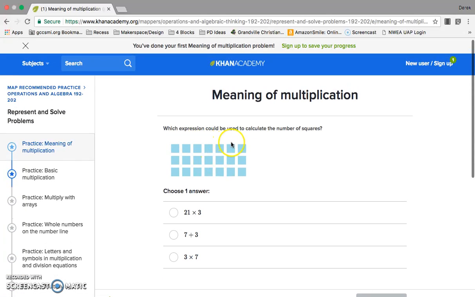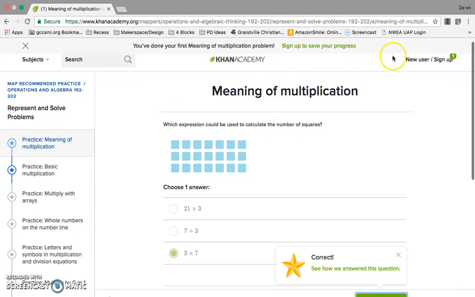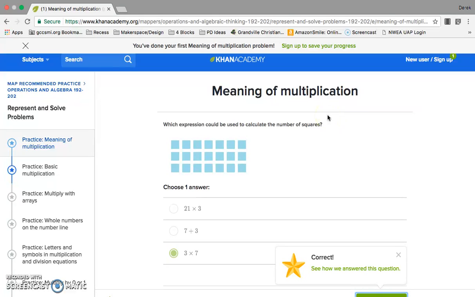So again, I can see a very similar question, a little bit more difficult. What expression could be used to calculate the number of squares? So I'm not just finding the answer, I'm finding the expression. Okay, so it looks like I could choose 7 times 3, check. You get the idea. So this is a great tool to use. More than enough questions to keep your student engaged and busy. It's a challenge. There are points that are offered up as you go along. So my suggestion would be to spend 10, 15, maybe even 20 minutes a day if possible, having your student practice some of these questions.